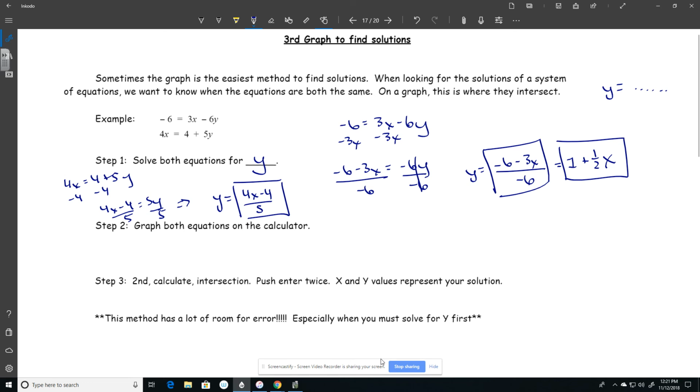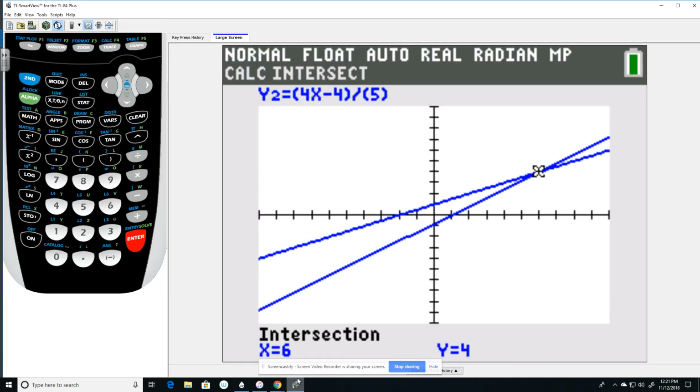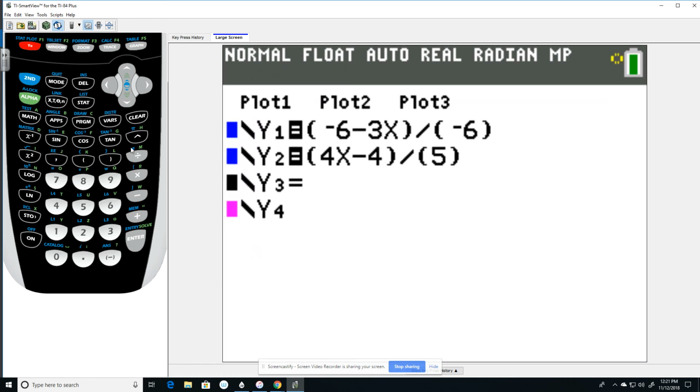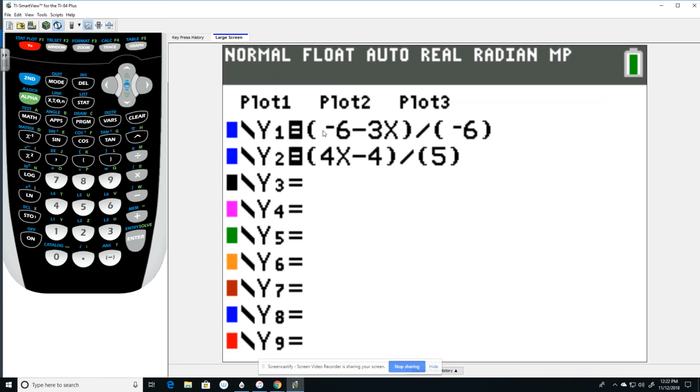Now I have to plug those into the calculator. But when I do so, I could make another mistake. If I'm plugging in these big fractions, I have to make sure the top is in parentheses and the bottom is in parentheses. Okay, so when I go to my calculator and I hit y equals, if you notice, I put negative 6 minus 3x in parentheses divided by negative 6. And then I put 4x minus 4 in parentheses and divided by 5.